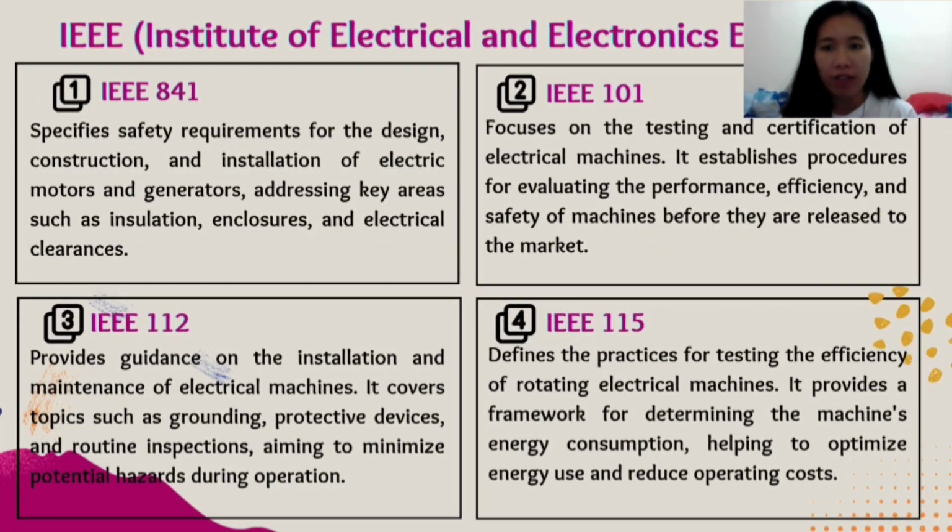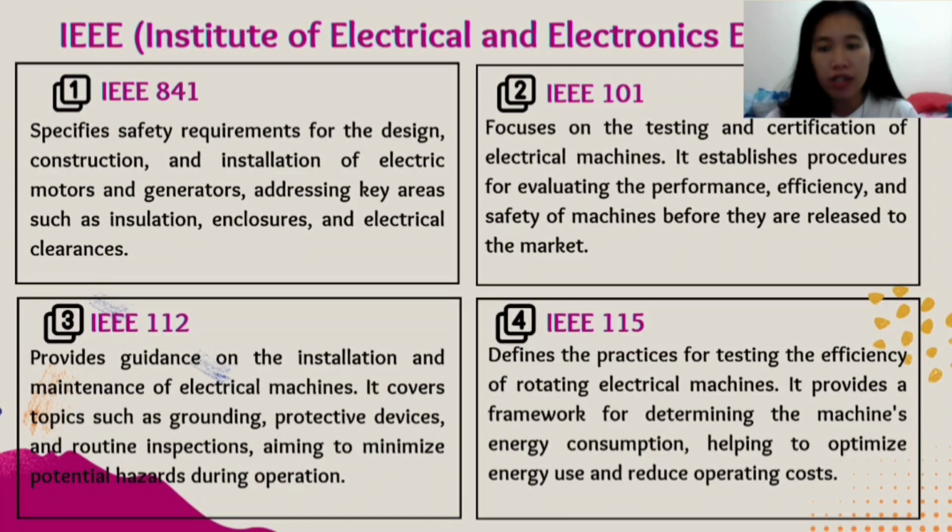For IEEE, Institute of Electrical and Electronics Engineers, number one, IEEE 841. It specifies safety requirements for the design, construction, and installation of electric motors and generators, addressing key areas such as installation, enclosure, and electrical clearance. Number two, IEEE 101, is focused on the testing and certification of electrical machines. It establishes procedures for evaluating the performance, efficiency, and safety of machines before they are released to the market.